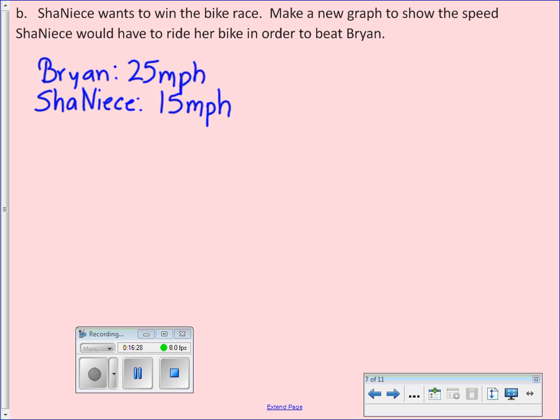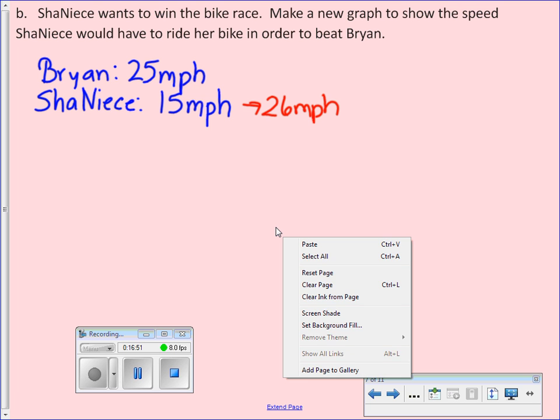She just has to go a little bit faster than Brian. She doesn't have to go twice as fast. So what would be faster than 25 miles per hour? 26 miles per hour. She would just have to go 26 miles per hour. That's still a big improvement that she would have to do.